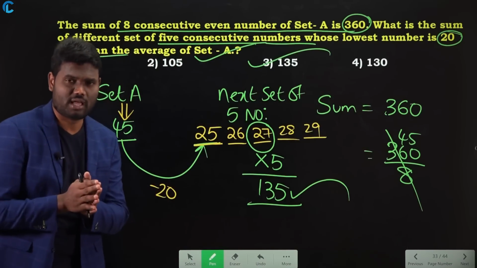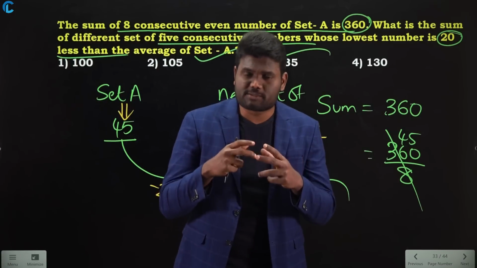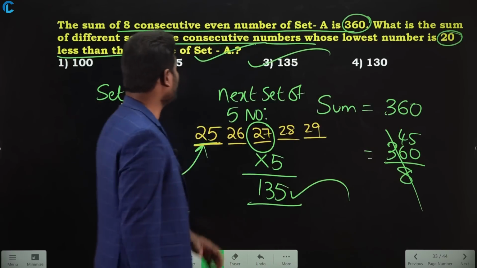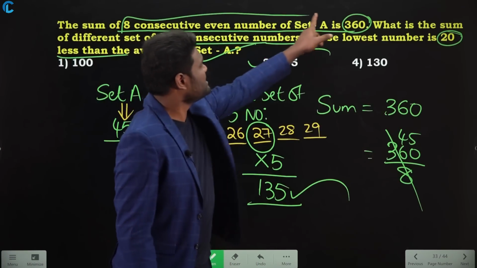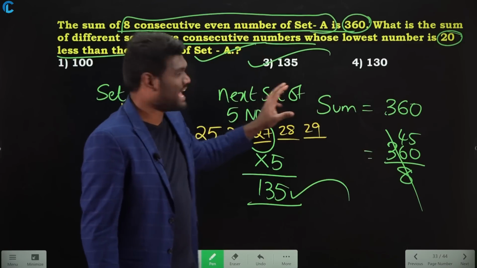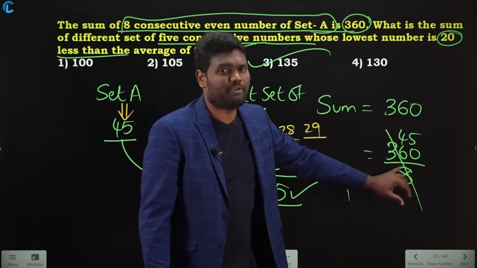Very simple question, but reading and understanding the question is really important. I am going to explain it one more time. Just observe here carefully. What the question said is that there are 8 numbers. For these 8 numbers of set A, the sum is 360. If the sum is 360, the average is going to be 45.